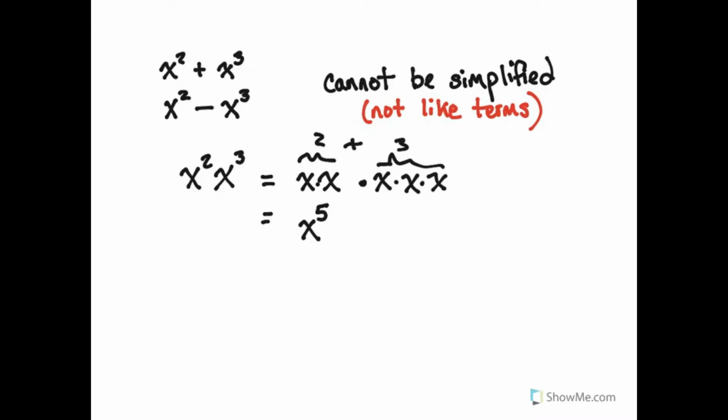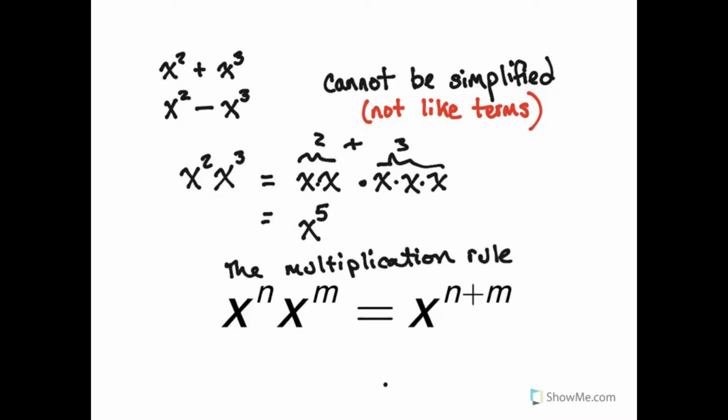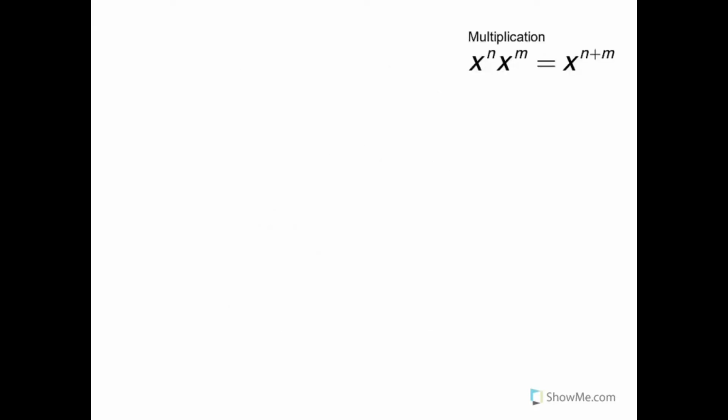That gives us a property of exponents called the multiplication rule. If we multiply 2 exponential expressions with the same base, the product has an exponent that's the sum of the 2 exponents. Well, we've discovered a multiplication property. Let's see if we can discover a division property.